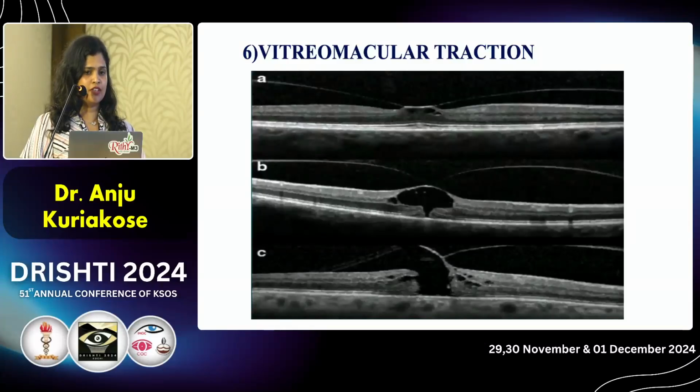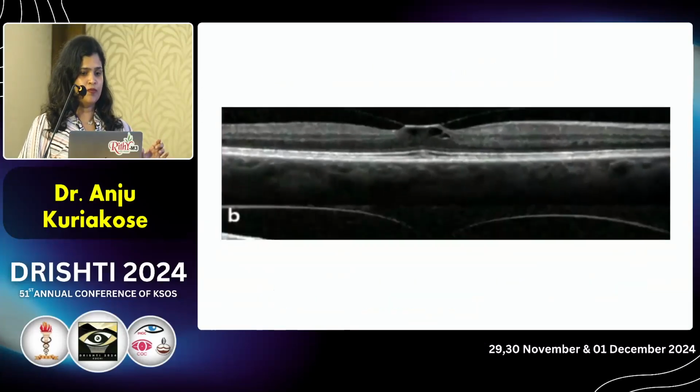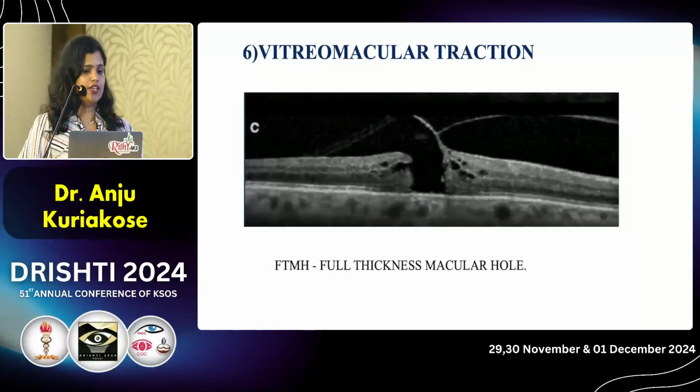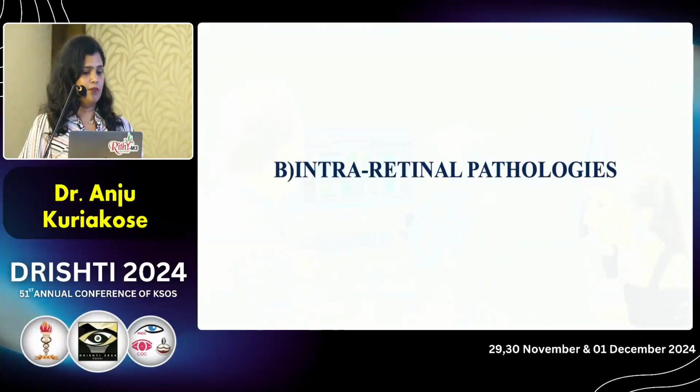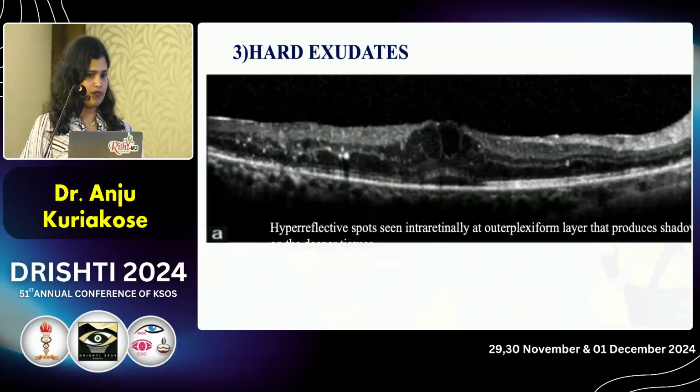Next is vitreomacular traction. First is VMA within the 3 mm of the radial fovea. Next is the VMT. In VMA, there will not be any retinal morphological changes. In VMT, there will be retinal morphological changes. Next will be full thickness macular hole. So next is intraretinal. I'll run with this. And first one is macular edema. Second is the stages of macular holes.